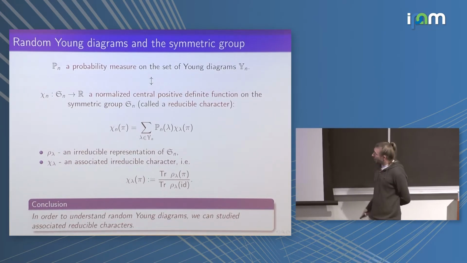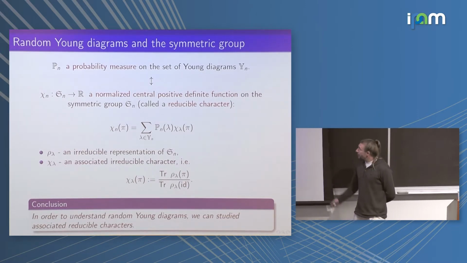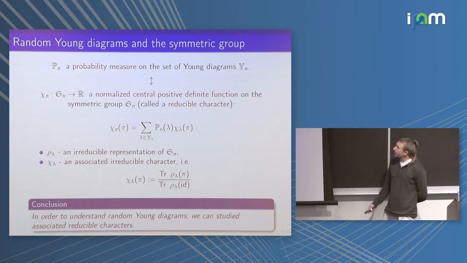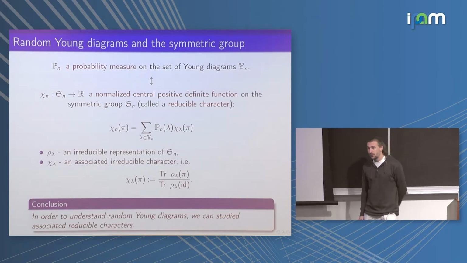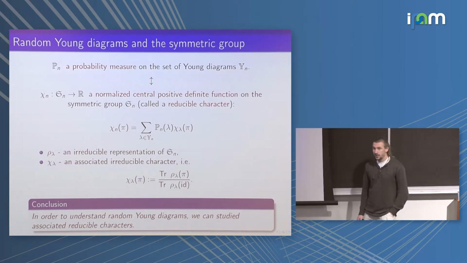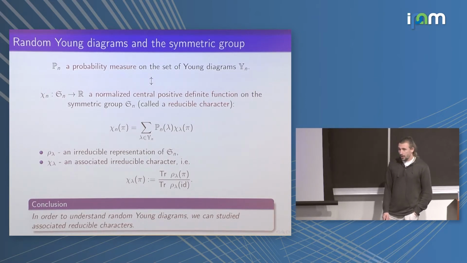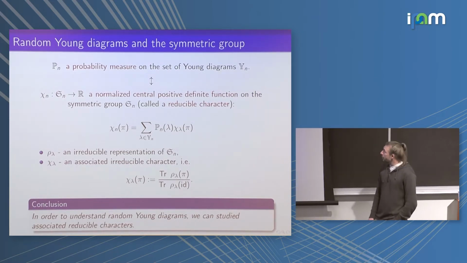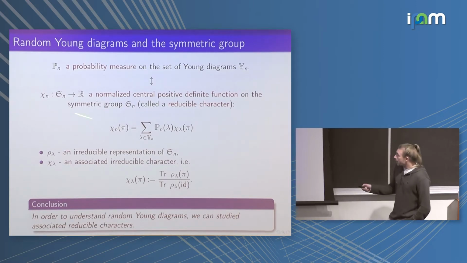And now I would like to tell you what is the relation between random Young diagrams and characters. Biane, in his paper, pointed out that there is a one-to-one correspondence between probability measures on the set of Young diagrams and normalized central positive definite functions on the symmetric group. If you know nothing about positive definite functions, don't worry, because this correspondence is here. Whenever you have a probability measure, you can define a function on the symmetric group which is given by this formula.